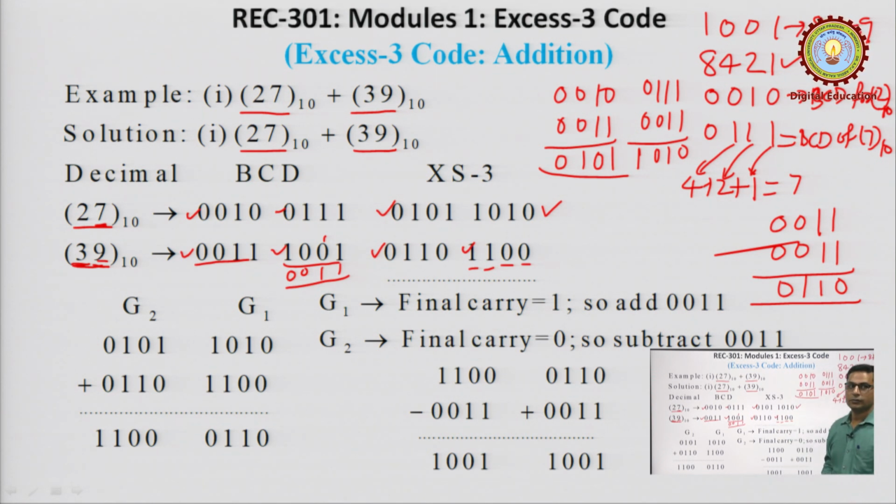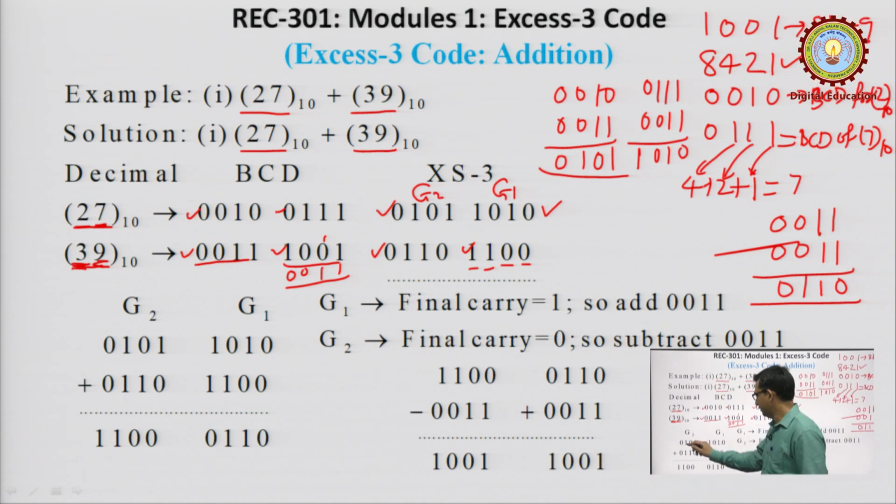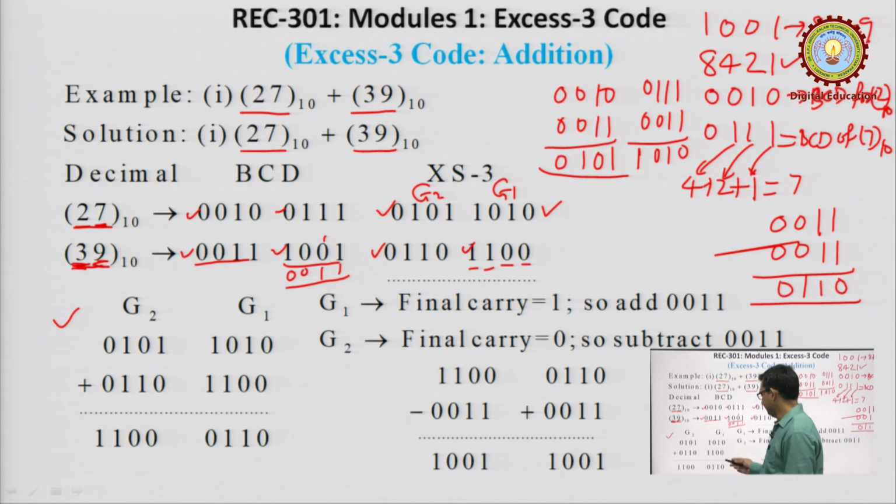Okay. So, to get the addition, what will we do? We will add these two Excess-3 codes. As there are 2 columns, we can make group 1 and group 2. Group 1 represents these bits, the Excess-3 code for 7 and 9, and group 2 represents the Excess-3 code of 2 and 3. To make it more understandable, we can write it like this.